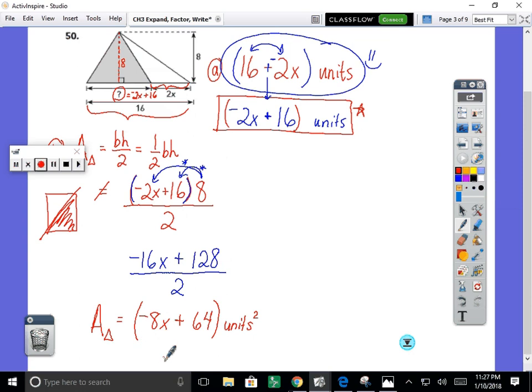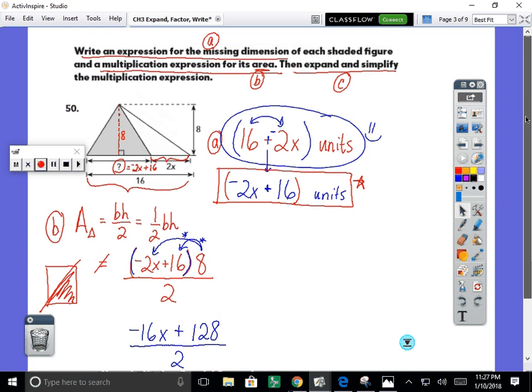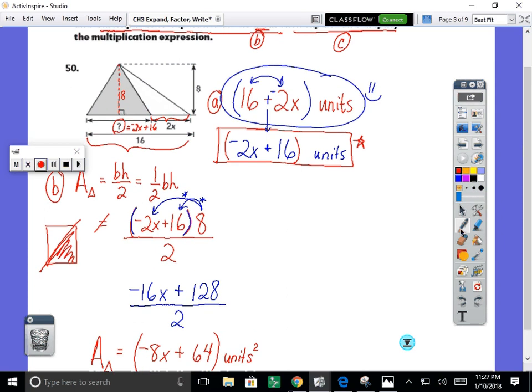My question really is, I want to make sure that I did this correctly. Oh, they only asked me for a multiplication expression for part B. So part B was actually this piece sitting right here. I probably should do a rewrite because I kind of lost it along the way. Part B should really be how I started the expression before I simplified.